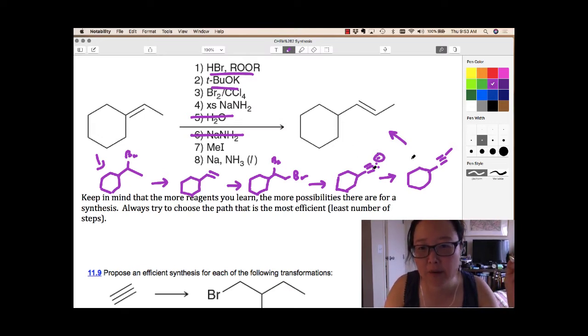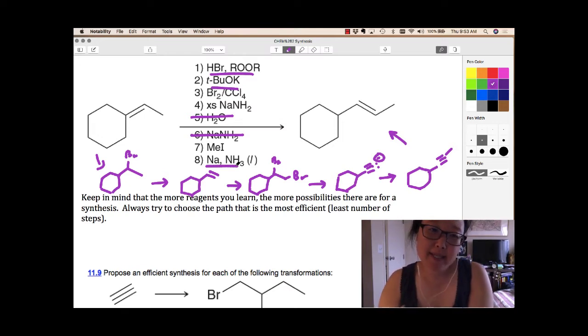You just throw in methyl iodide. You get this methyl group on here. And now you've got your 3-carbon chain that you need, and you just need the alkyne to be reduced to a trans alkene. So make sure you use sodium in liquid ammonia rather than H2 Lindlar.